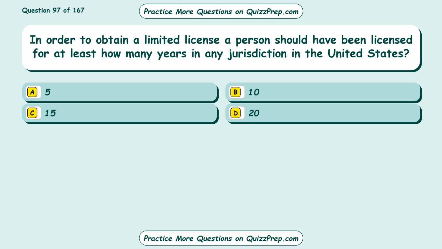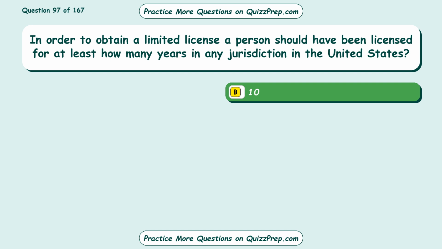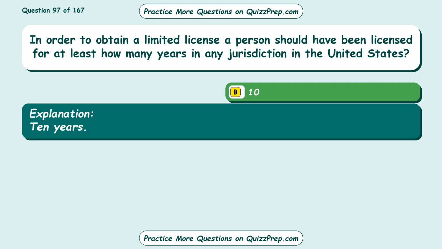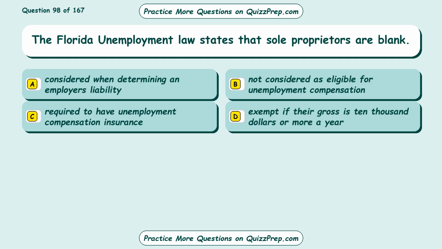Question 97. In order to obtain a limited license, a person should have been licensed for at least how many years in any jurisdiction in the United States? Option A 5, option B 10, option C 15, option D 20. The correct answer is option B, 10 years.